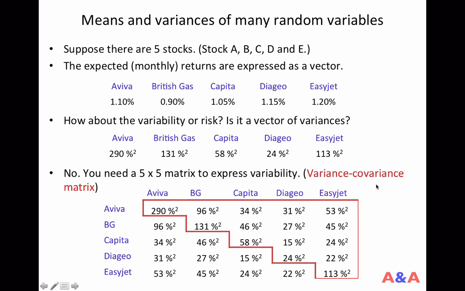Note that this matrix is always symmetric. You see 96 here, and you see 96 here as well. And you see 53 here, and you see 53 here as well. And this is because the correlation between Aviva and EasyJet is the same as the correlation between EasyJet and Aviva. Switching the order doesn't change the correlation. And because of that, the variance-covariance matrix is always symmetric in terms of this diagonal line.